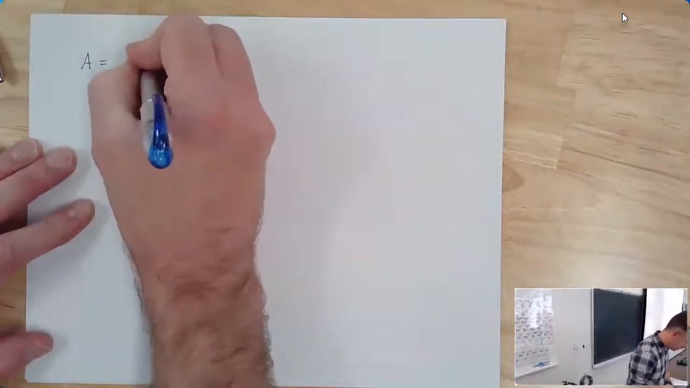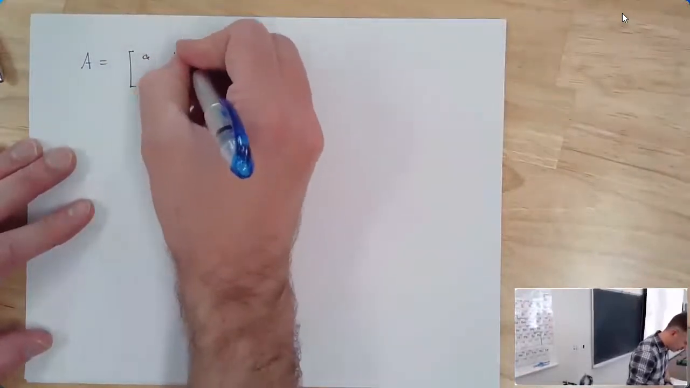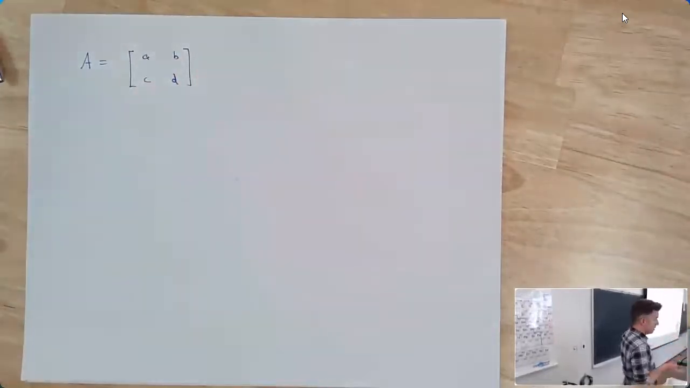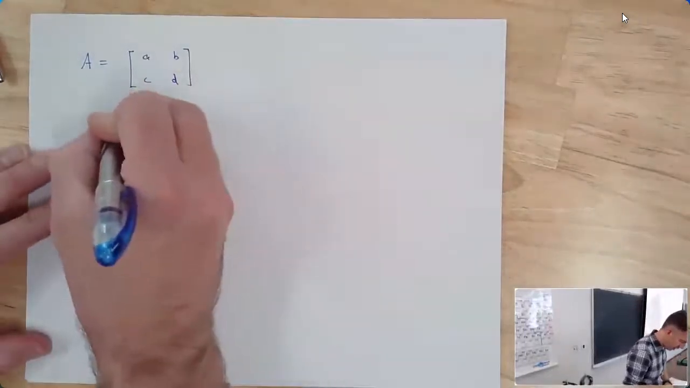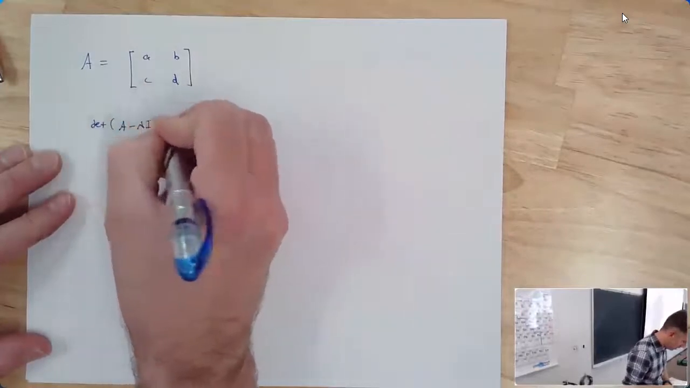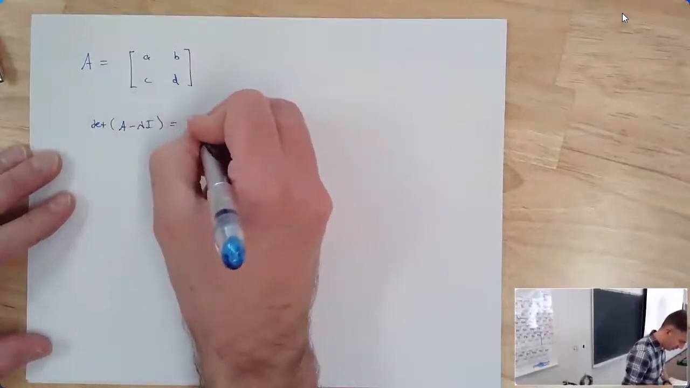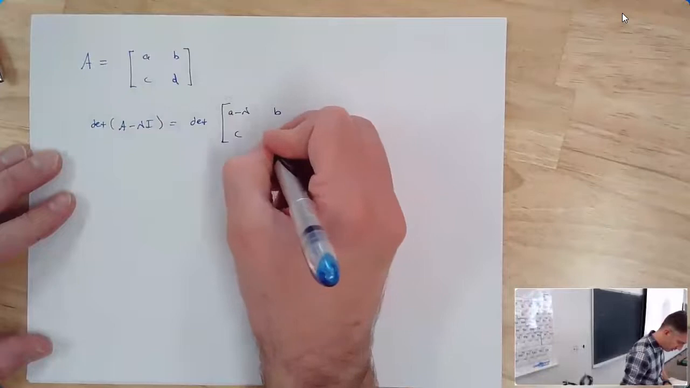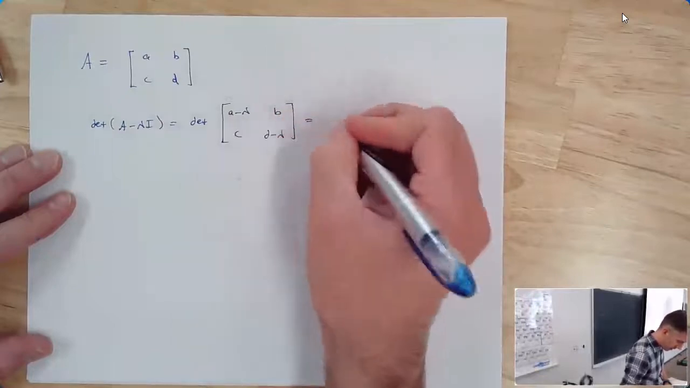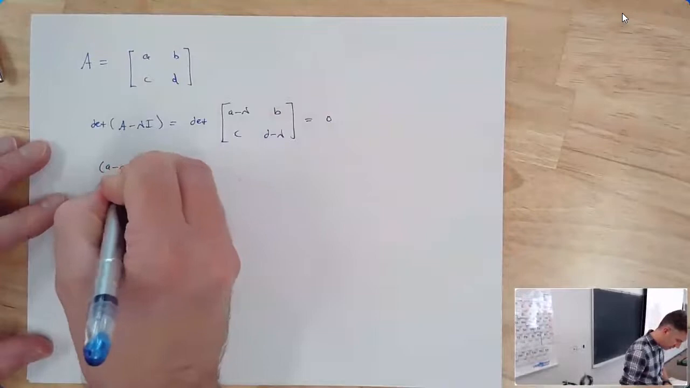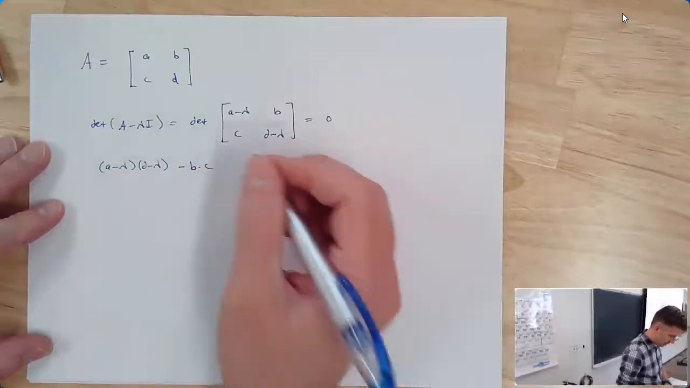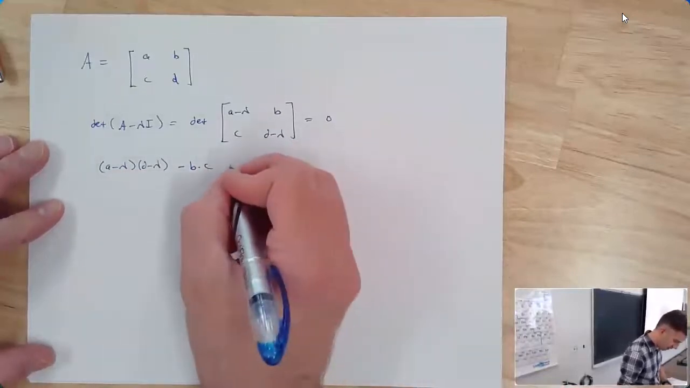So if our matrix is just a general 2x2 matrix A, B, C, D, then we can find the eigenvalues, the solutions to the characteristic polynomial, by doing the determinant of A minus lambda I equals 0. That's going to be the determinant of the matrix A minus lambda, B, C, D minus lambda. And that's going to be (A minus lambda) times (D minus lambda) minus B times C, which equals 0. If we multiply this out, let's see what we get.